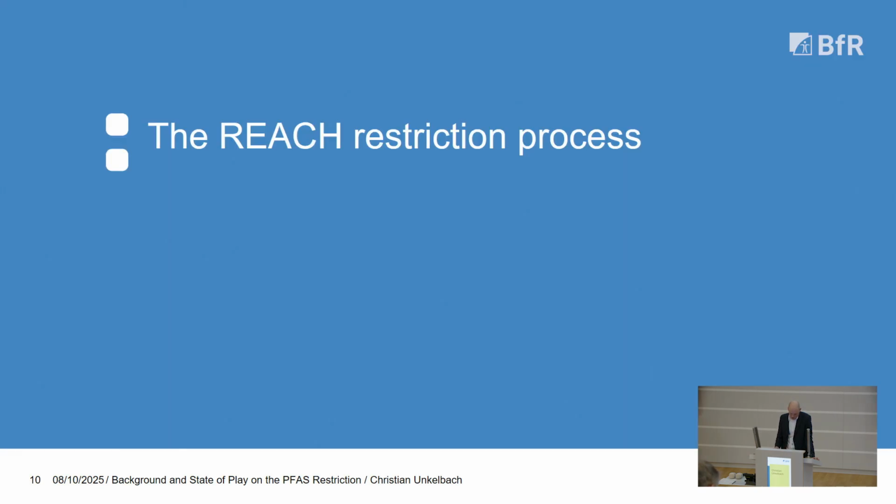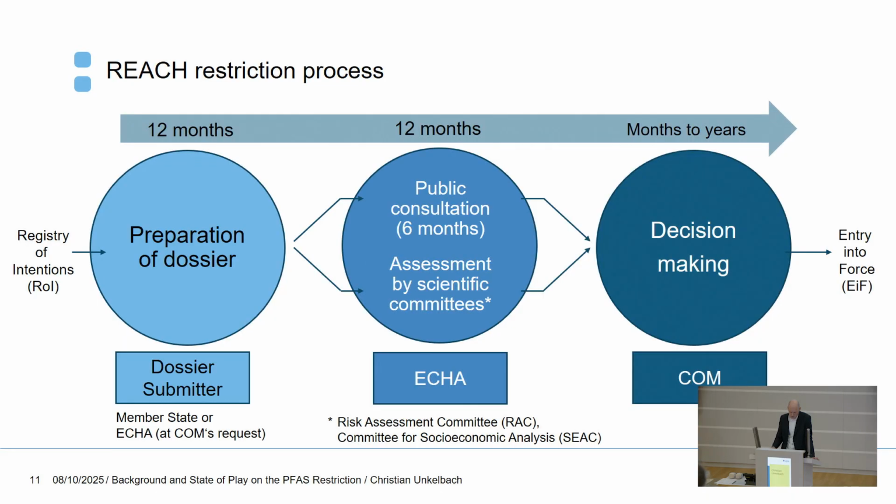So this leads to the REACH restriction process. It is a process which is divided in specific phases, and the groundwork for each restriction is a dossier which is prepared either by a member state competent authority or the European Chemicals Agency, ECHA, in case it is requested by the European Commission.